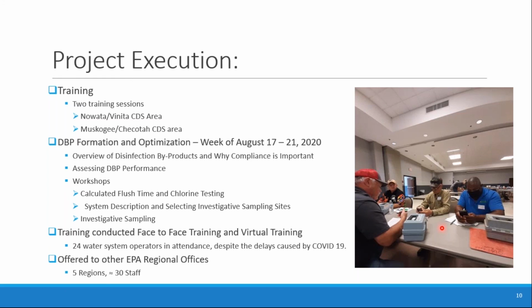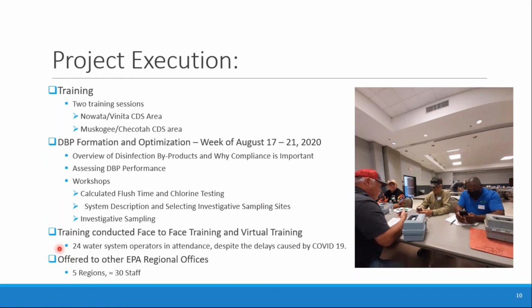This is where the distribution maps that the operators took were used. The trainers sat with the operators and identified locations in their distribution system that they normally don't sample, but that might indicate problems with chlorine residuals or water age. So they identified those sites and then identified an investigative sampling plan that they were tasked with going in after the training and collecting samples at their distribution systems between the 2 training sessions.